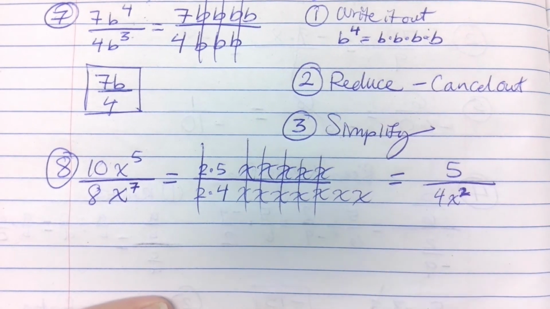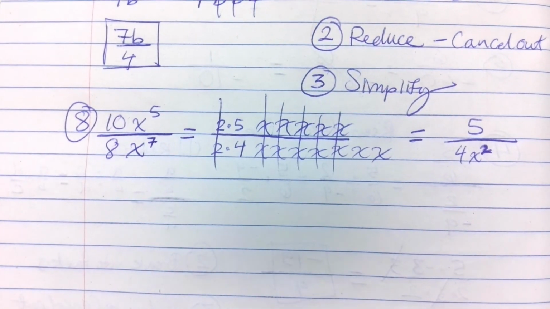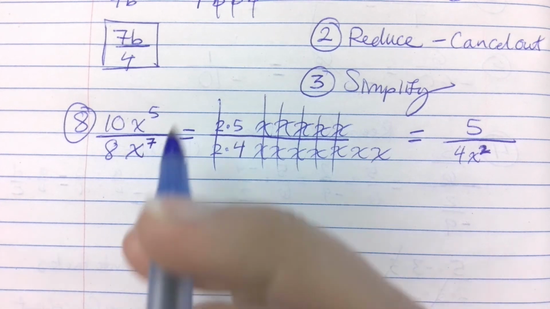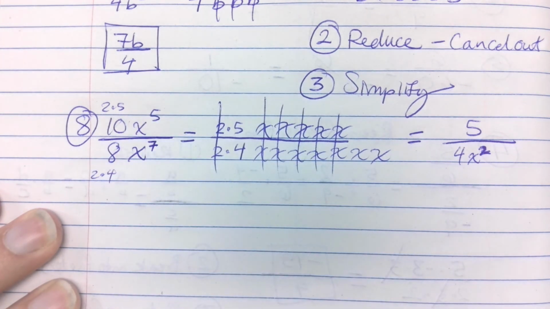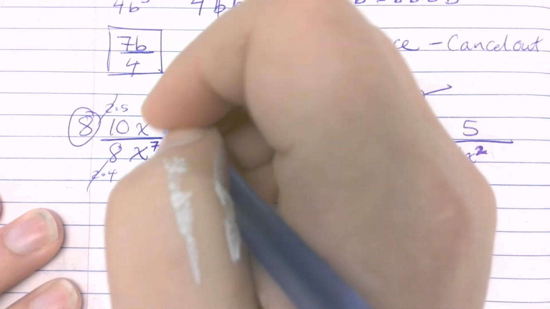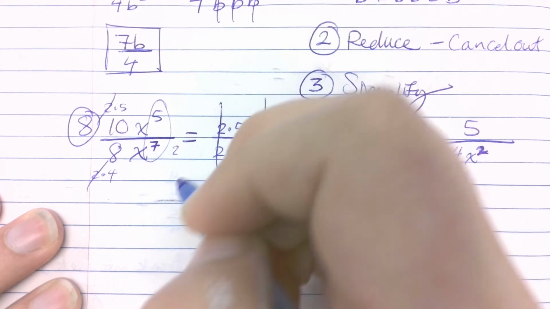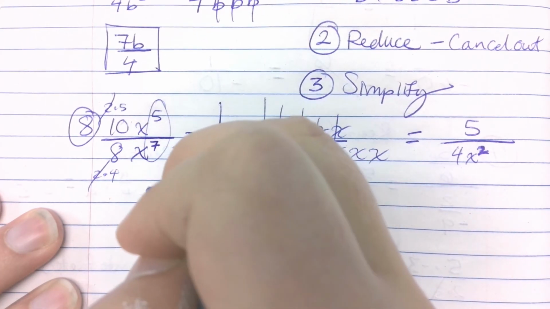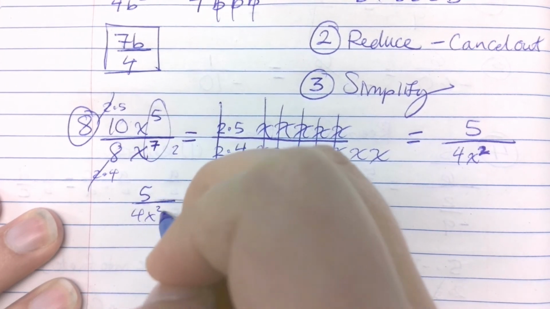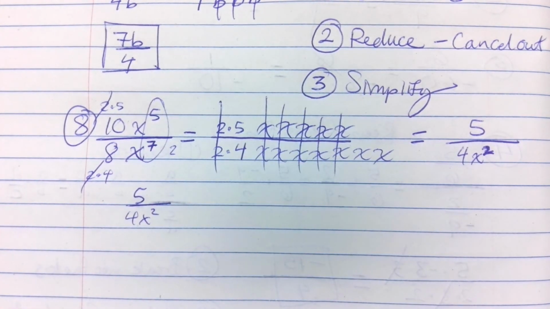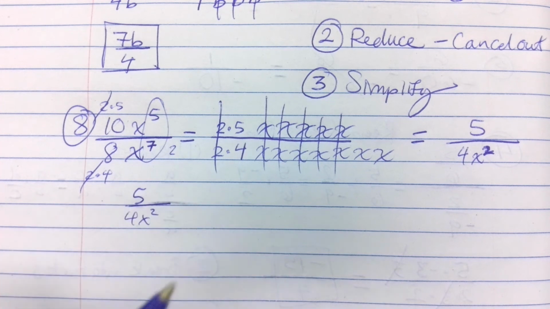When you get good at this, you want to know what I want to see? If I was doing this for myself now, this is what I would do. I would literally do 2 times 5 up here, 2 times 4 down here. I would cross the 2's out. I would circle those and say 2 on the bottom. And I would literally just have 5 over 4x squared. And that would be how I show my work. I don't care as long as I can understand what you're doing.